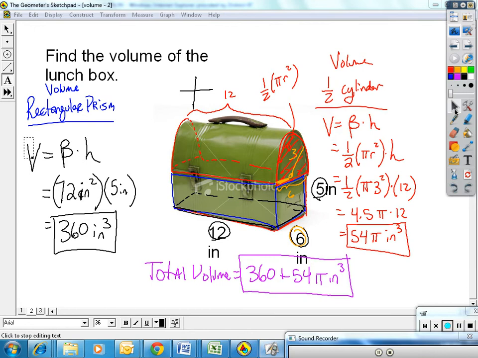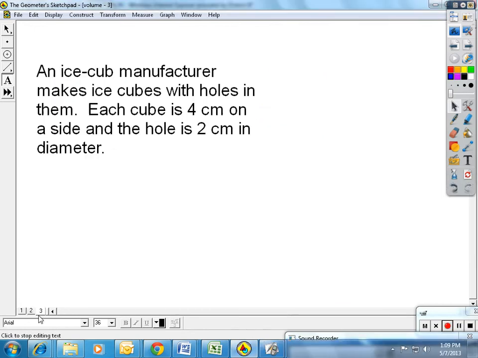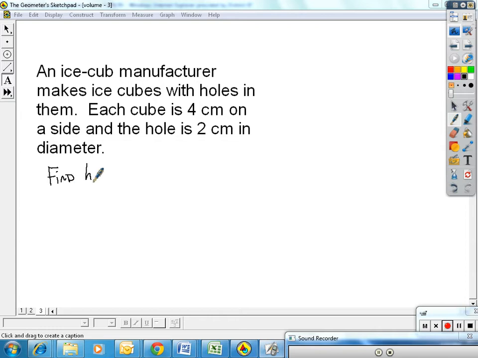Okay, one last example. Here's another example, number 3. An ice cube manufacturer makes ice cubes with holes in the center of them. Each cube is 4 centimeters on a side, and the hole is 2 centimeters in diameter. Okay, what do we want to find? Well, I guess I didn't write what we want to find here. So we're going to find how much water is used in the ice cube.